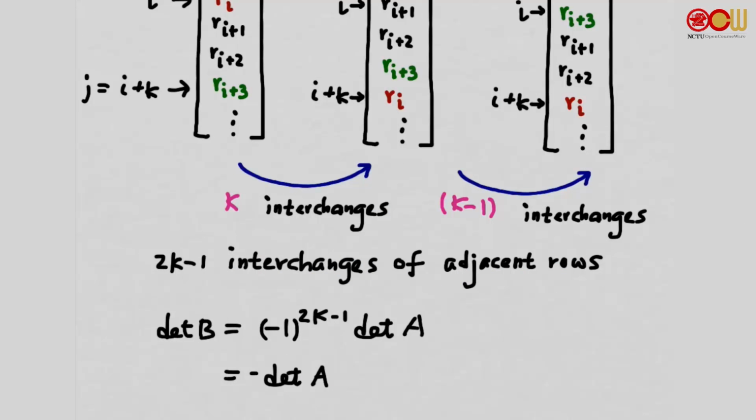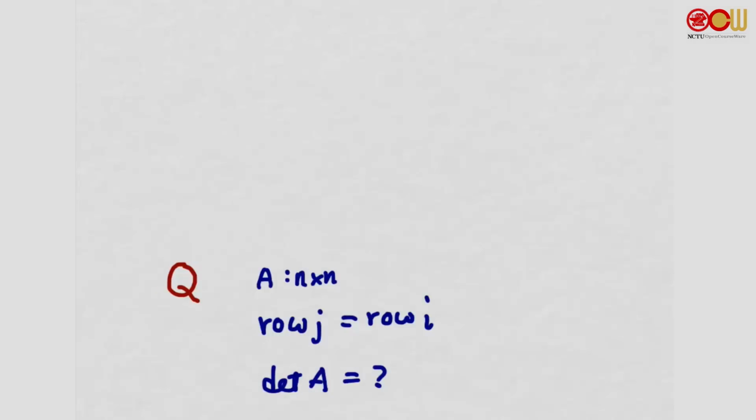Determinant B is equal to minus determinant A. A question. Suppose we have an n by n matrix A, and the ith row of A is the same as the jth row. They are identical. What does this mean about determinant A? Pause and think about this.